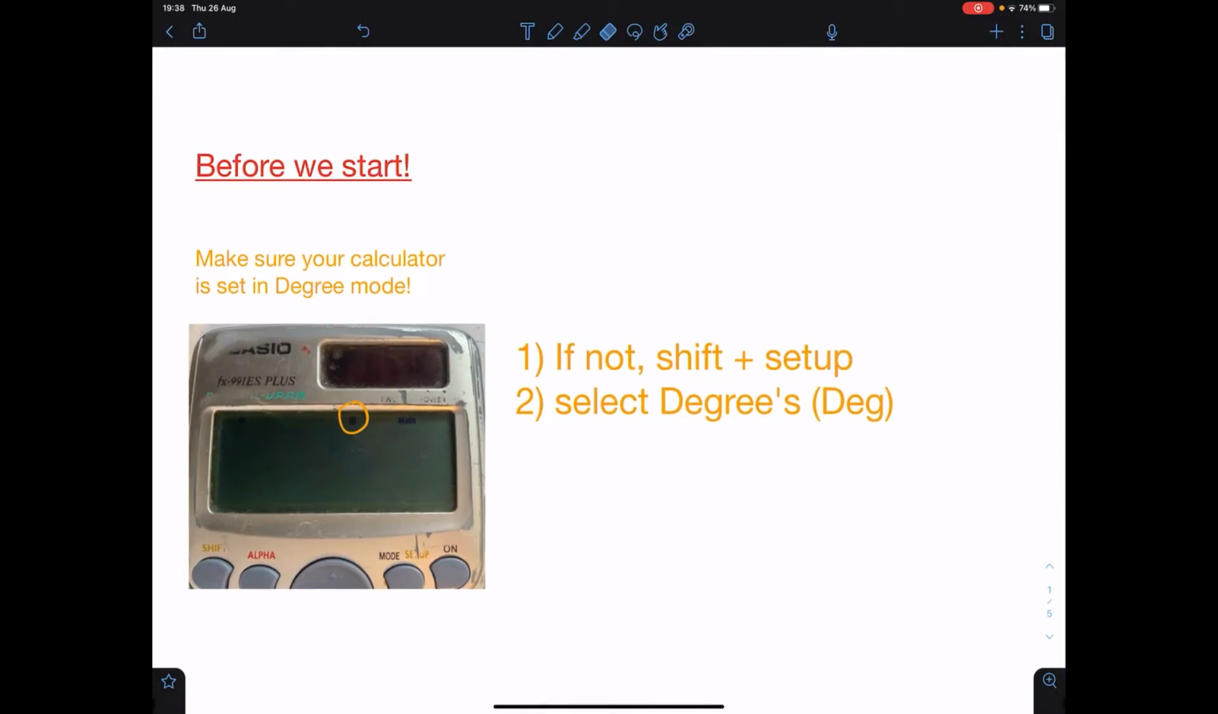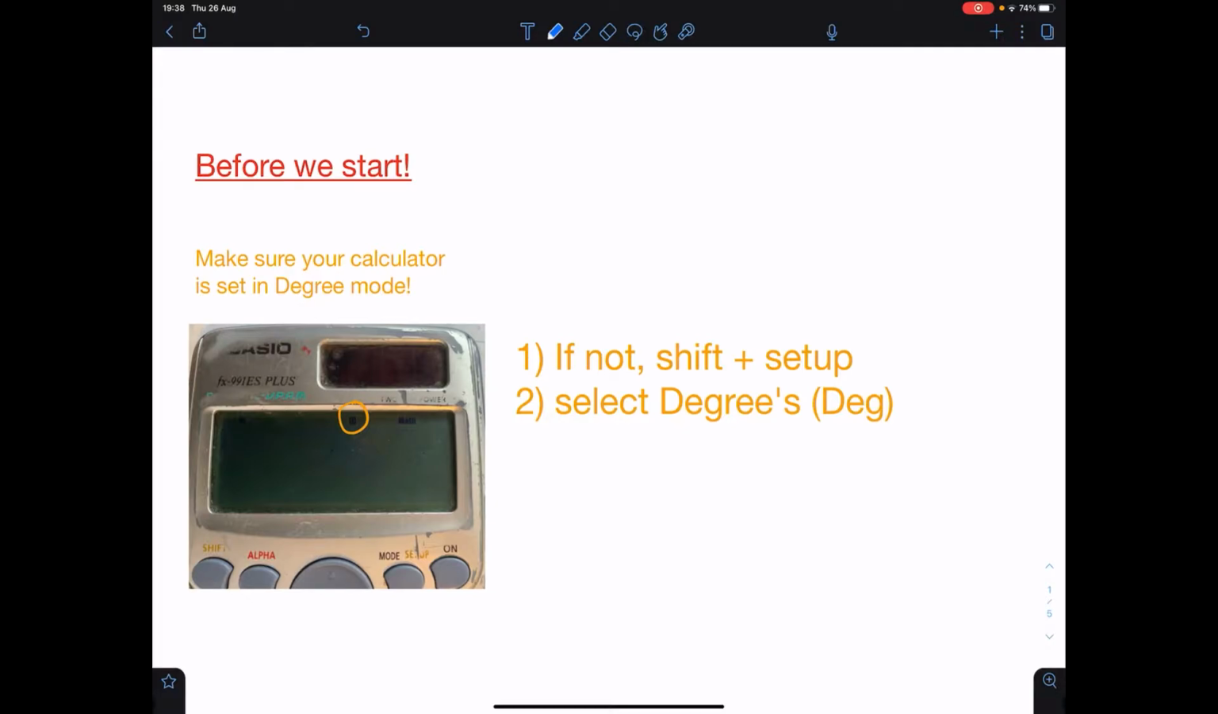And welcome to this lesson on finding the missing sides of a right-angled triangle using trigonometry. Now, before we start, make sure that your calculator is set in degree mode, as we will be working with degrees today.